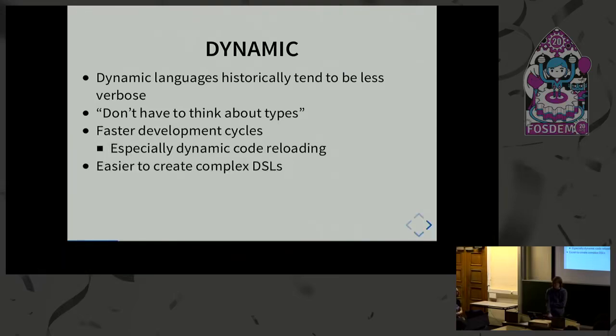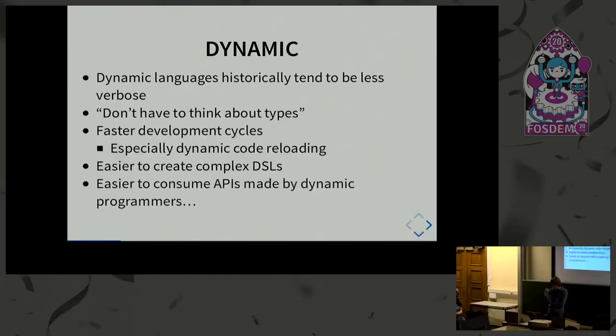It's easier to create complex DSLs because often type systems are a little bit stuck in their ways. They can't be flexible enough to represent complex DSLs. Or often you get some crazy generic crap to represent your DSL.